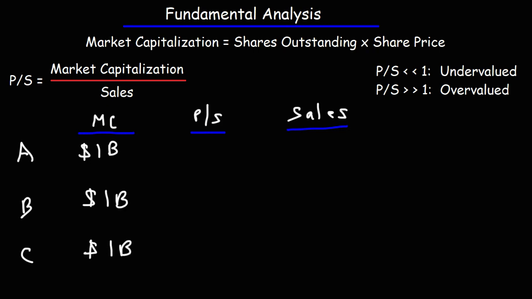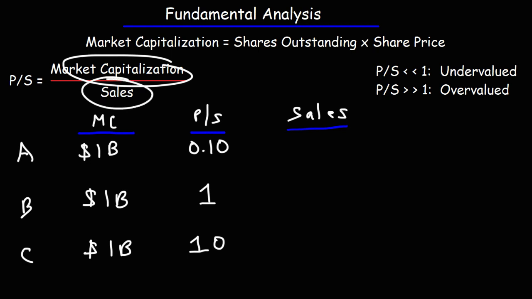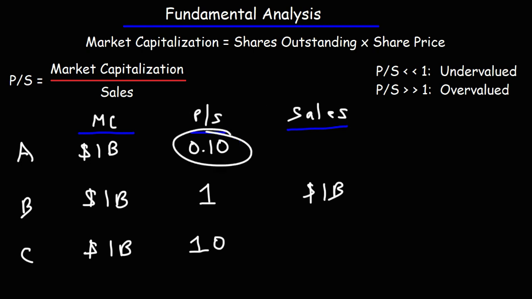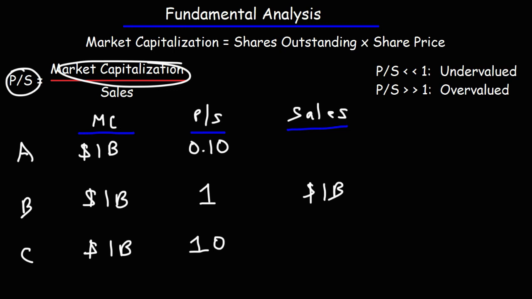Now the price to sales ratio is going to be different for each company. So for company A, the price to sales ratio is going to be 0.10. For B, it's going to be 1, and for C, it's going to be 10. When the price to sales ratio is 1, that means that the market capitalization and the sales are equal to each other. So the sales for company B is 1 billion. When the price to sales ratio is low, let's say 0.1, if it's less than 1, that means that the sales is greater than the market cap. So if you were to take the market cap divided by the price to sales ratio, it will give you the sales of the company. So company A is generating 10 billion in sales.